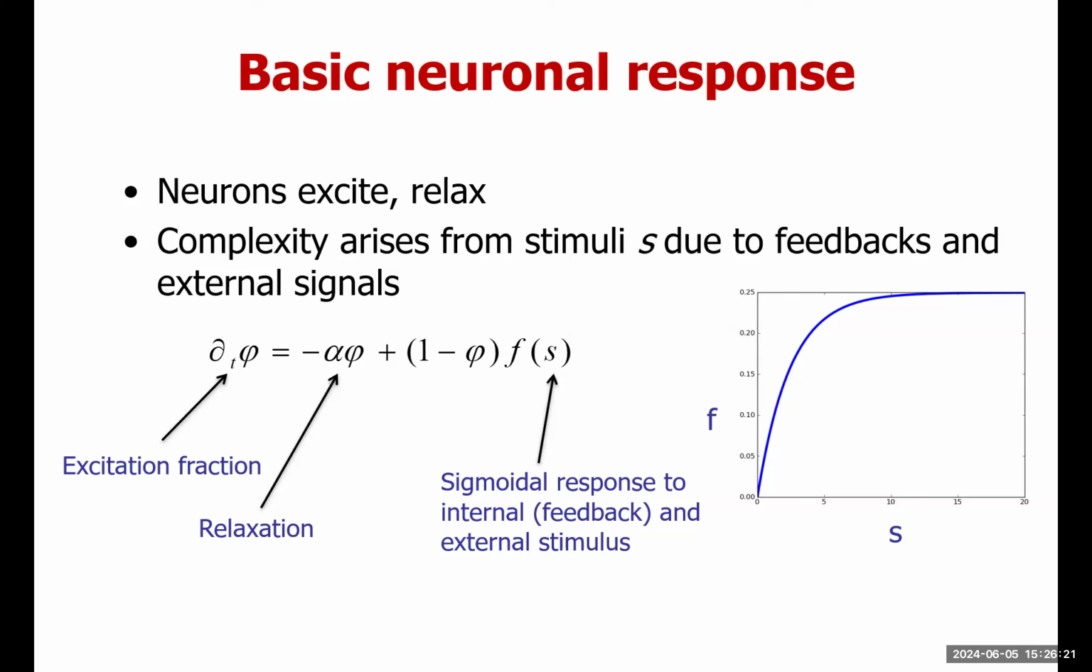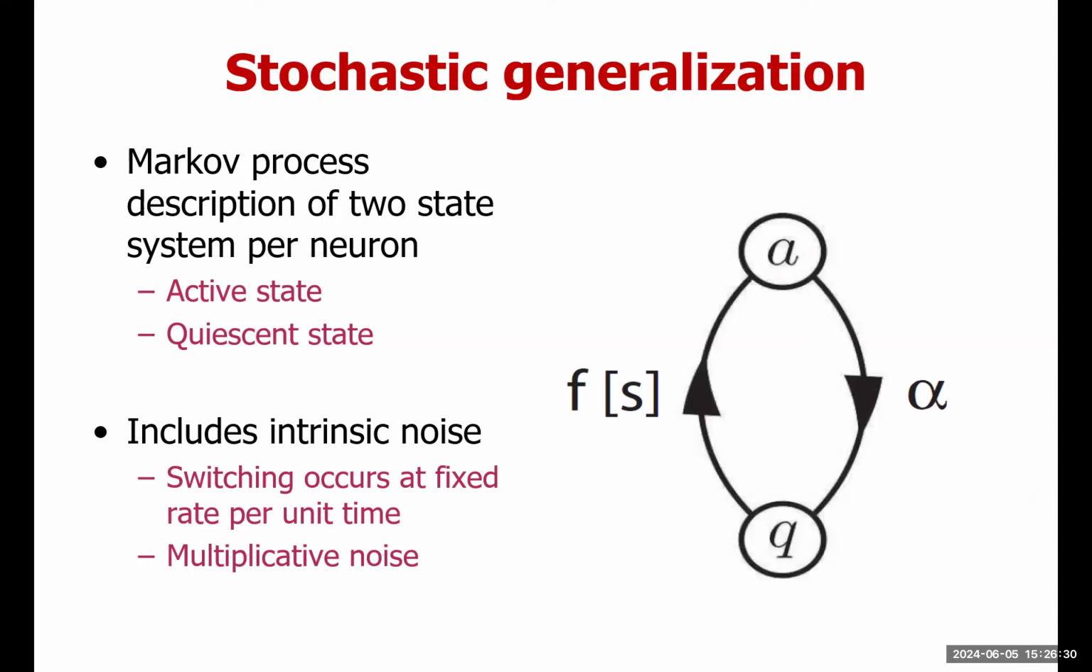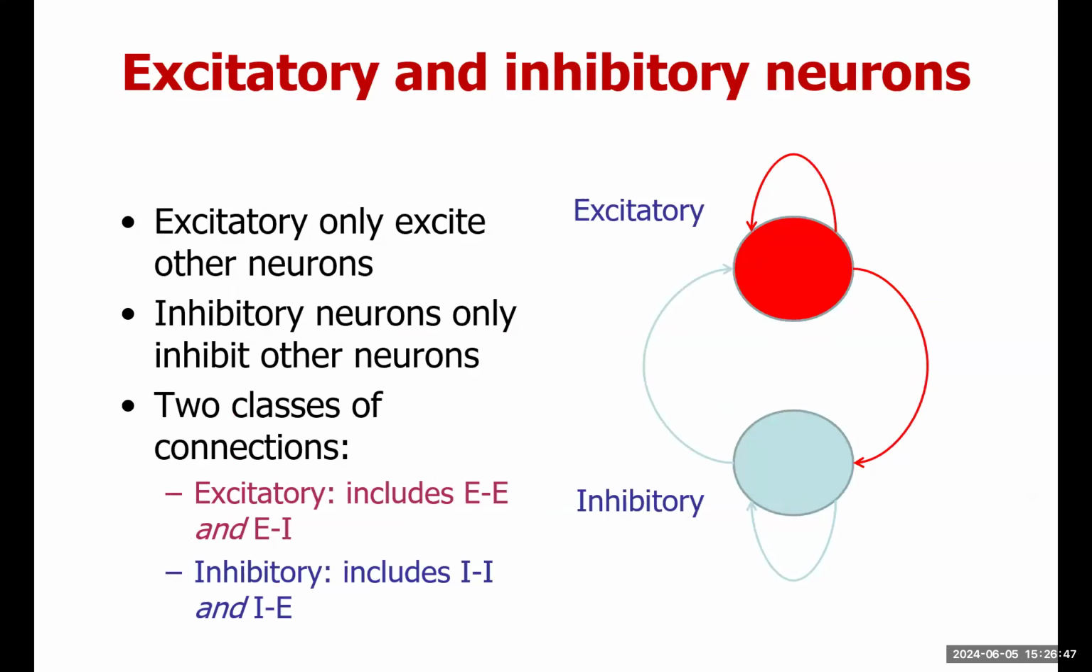So here is the sigmoidal response of a neuron to some external stimulus, and it'll decay, but then it can be excited. The neurons can activate and inhibit each other. So you can write down a two-state system for each neuron. It can be in the active state or the quiescent state. And so this is like an Ising model, if you will. It is spontaneously flipping. And then the excitatory neurons excite other neurons. The inhibitory neurons inhibit each other. And so you can look at these different connections.